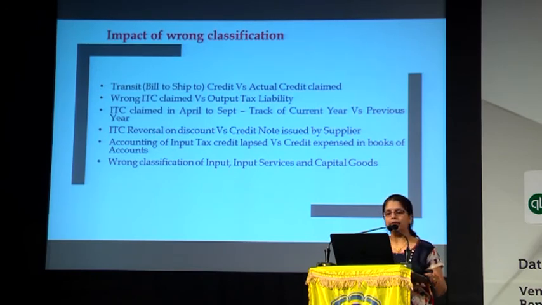Wrong ITC claimed versus output tax liability. Whether the input tax credit is added with the interest component on that. So you have to look at that, because wrong ITC claimed is nothing but your output tax liability.